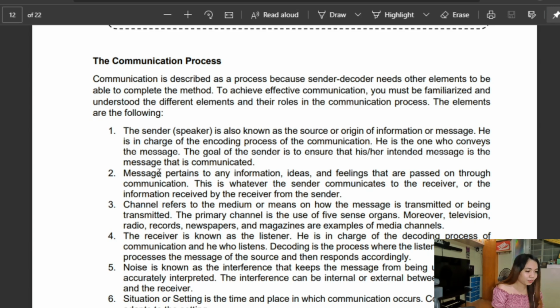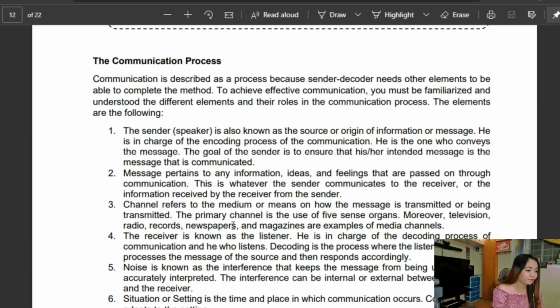Next, we have the message. It pertains to any information, ideas, and feelings that are passed on through communication. So this is whatever the sender or the speaker communicates to the receiver, or the information received by the receiver from the sender.